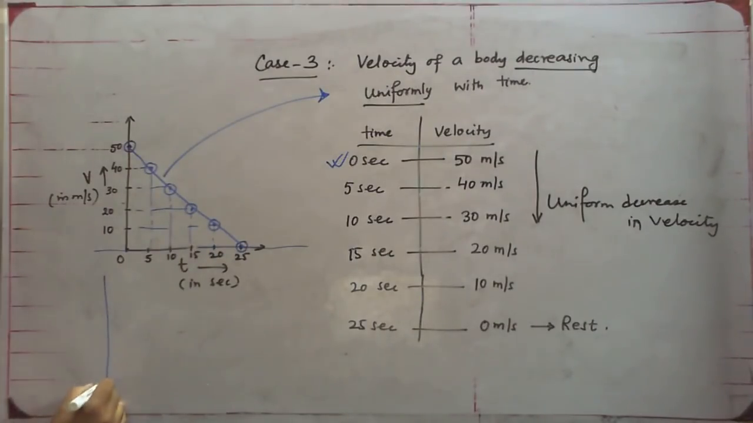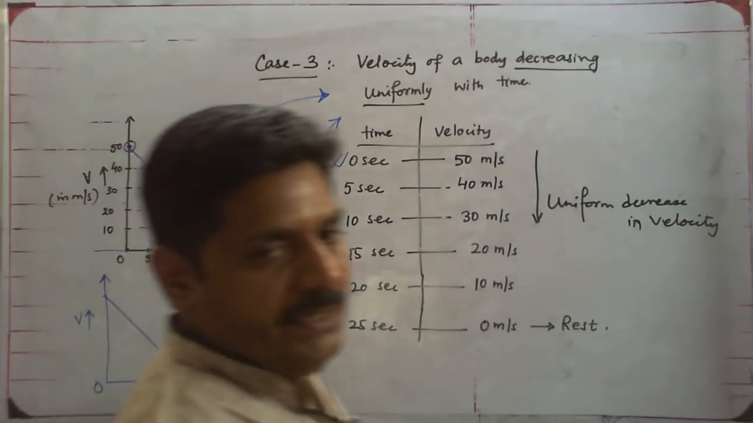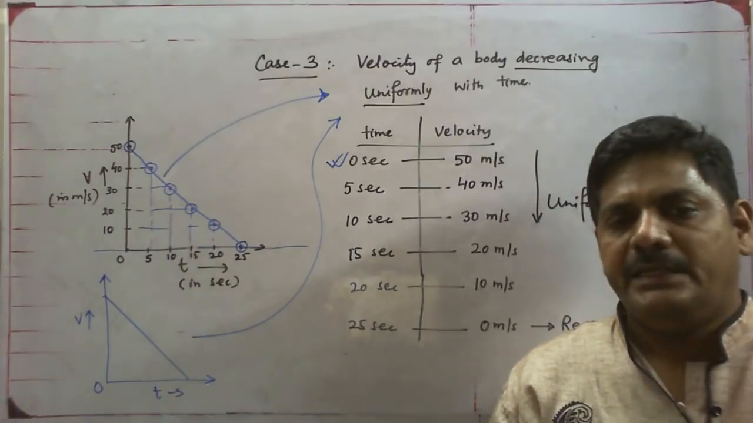So the general graph, v t, the graph will come downwards like this, from the origin. So this graph is representing velocity of a body decreasing uniformly with time.